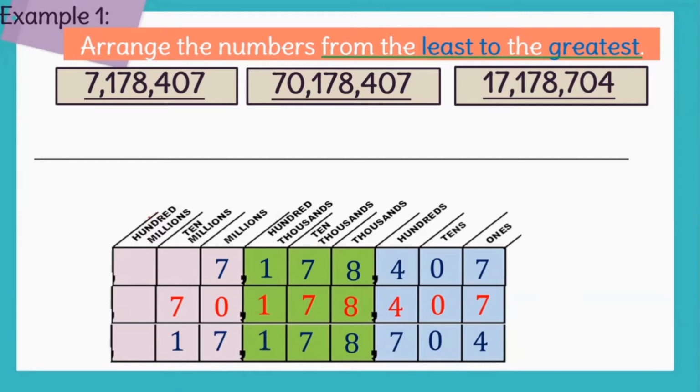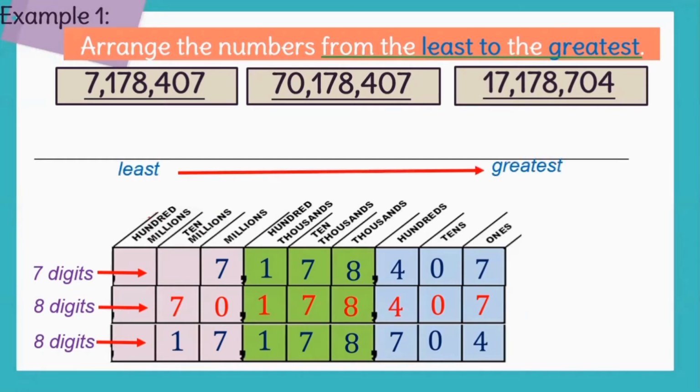As we can observe, the first number has 7 digits: 1, 2, 3, 4, 5, 6, 7. The second number has 8 digits: 1, 2, 3, 4, 5, 6, 7, 8. The same as with the third number, it has 8 digits. Since we are going to arrange the numbers from the least to the greatest, again, from the least means smallest to the greatest means biggest. So we have 7 digits, 8 digits, and 8 digits.